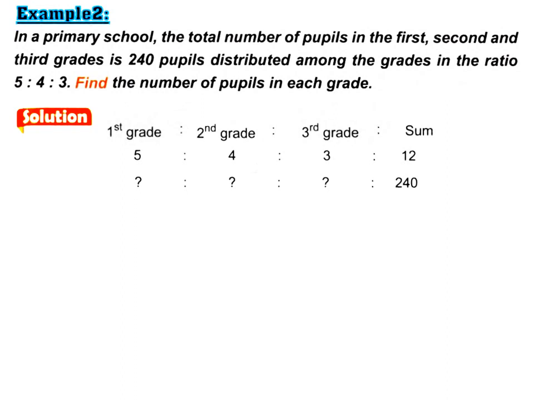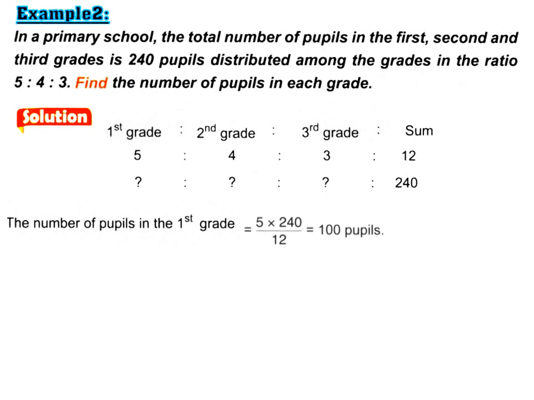Okay, by using the method of cross multiplication, which means the product of extremes equals the product of means, I will use cross multiplication to get the number of pupils in the first grade by using ratio 5. 240 times 5 divided by 12 is the number of pupils in the first grade. I will use the calculator, it will be 100 pupils. So the share of the first grade will be 100 pupils from the total 240.